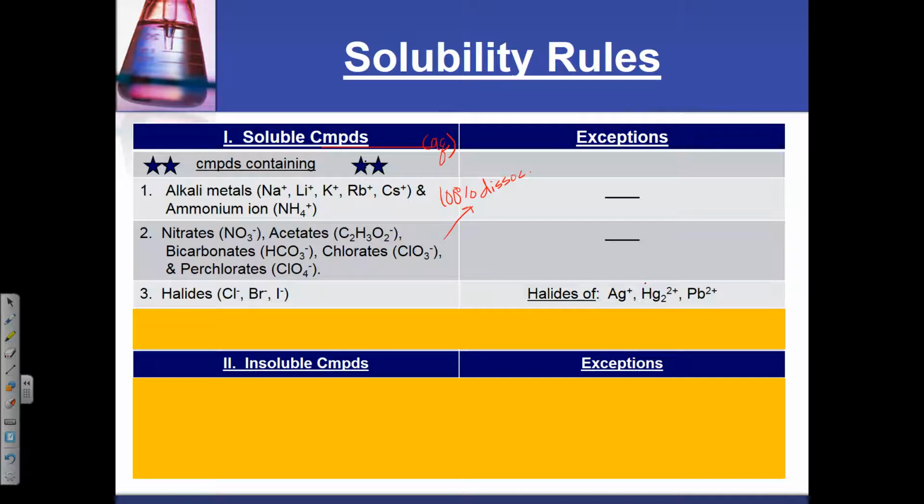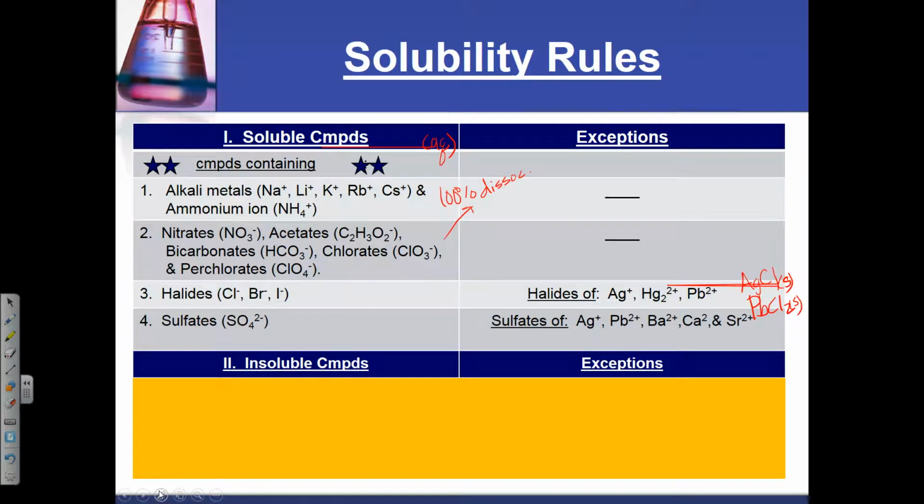So this is the silver ion, this is the mercury 1 ion, which is a unique ion because it's actually a diatomic. And then you have the lead 2 ion. If you were to have, for example, silver chloride, that would be insoluble. Okay? If you were to have lead 2 chloride, that would be insoluble as well. So these are your exceptions. If your ionic substance contains a halide, bromide, or iodide ion, it's normally going to be soluble or aqueous, except if it has silver, mercury 1, or lead 2 as the cation.